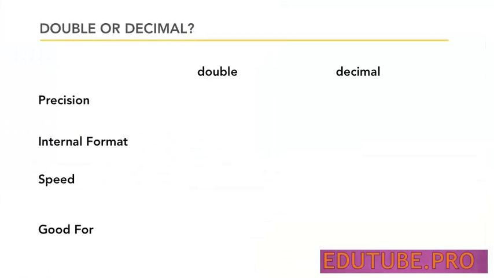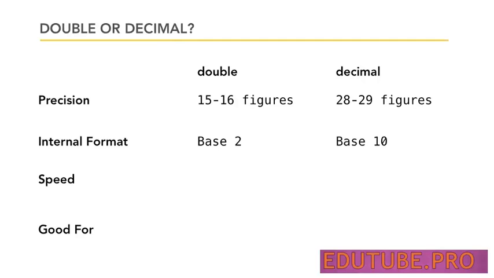Let's take a look at why double and decimal are different from each other. First, in the nature of precision, doubles are 15 to 16 figures of precision, where decimals are 28 to 29 figures. So you've got double the amount of precision in a decimal number as you do a double. In internal format, in other words, how the microprocessor on the computer works with the number, in doubles it's base 2. In decimals, it's base 10. So far, it's looking like you might never want to use a double, right? I mean, after all, you've got higher precision using base 10.